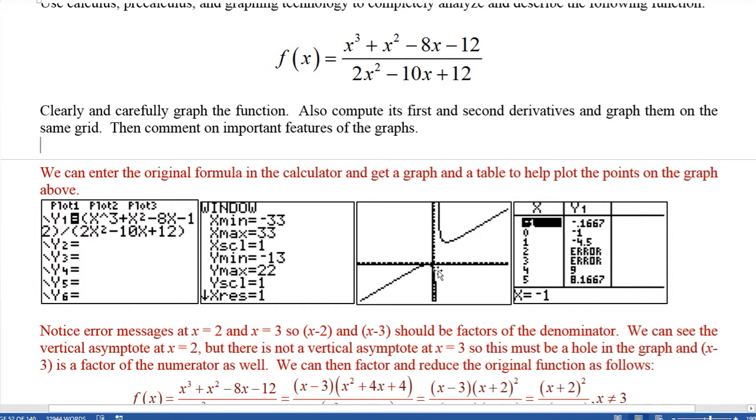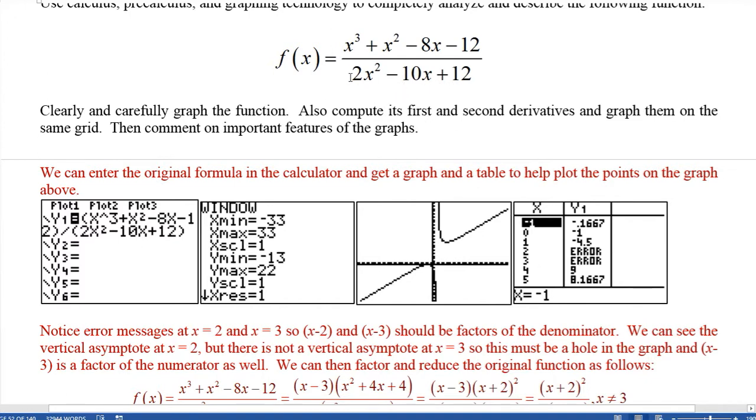Okay, but anyway, you see this shape here. It looks like it's in 2 pieces. Actually, it's in 3 pieces, because there's a hole in the graph you can't really see. And then I just did a table to see some representative values. And look at that, we just sort of stumbled across a 2 and a 3 there. That indicates that it looks like x minus 2 and x minus 3 are factors of the denominator.